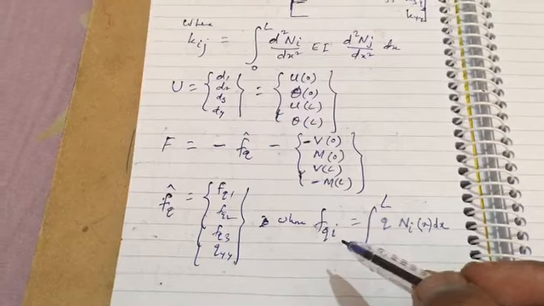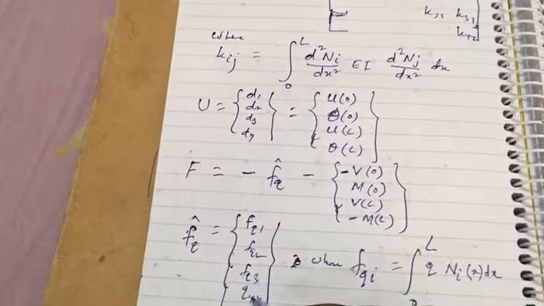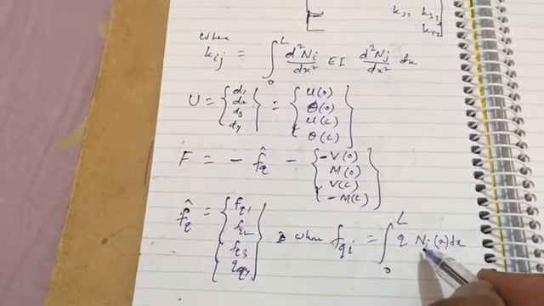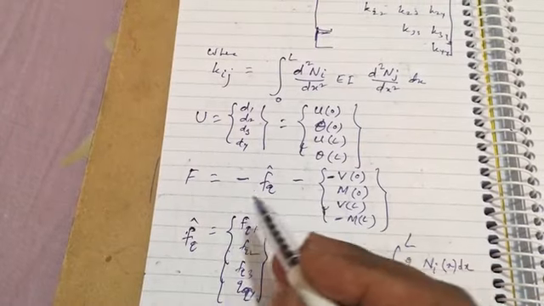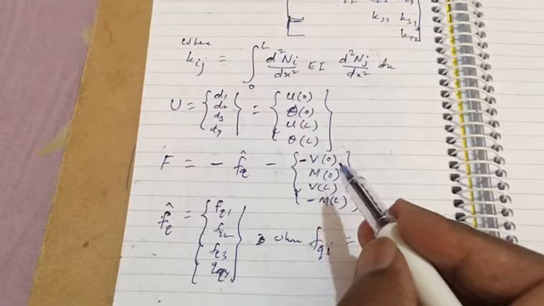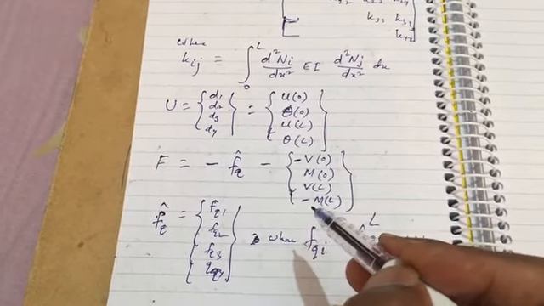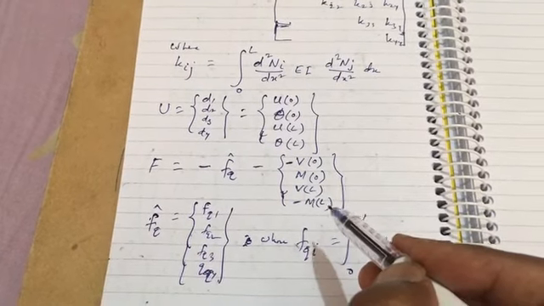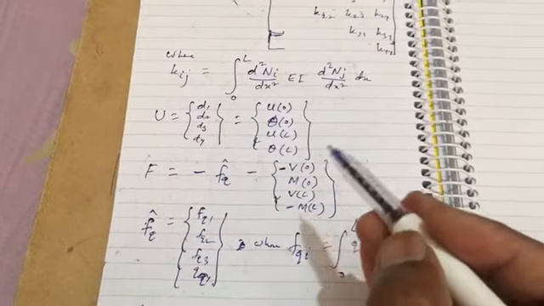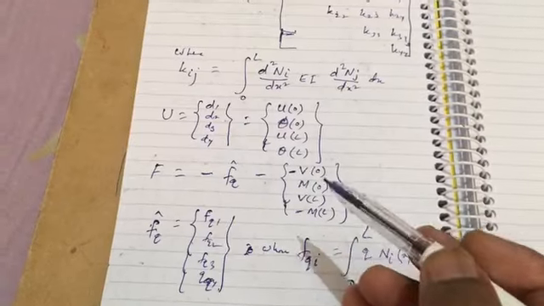So fqi is known. So fq1, fq2, fq3, fq4 are known accordingly, right? Because all n1, n2, n3, n4 are known. Now here V0 means shear force at x equal to 0, bending moment at 0, shear force at x equal to L, bending moment at x equal to L. Either they are given or are to be determined. If it's given, you put those values. If they are to be determined, just leave it there, and we have to find out what the value is.